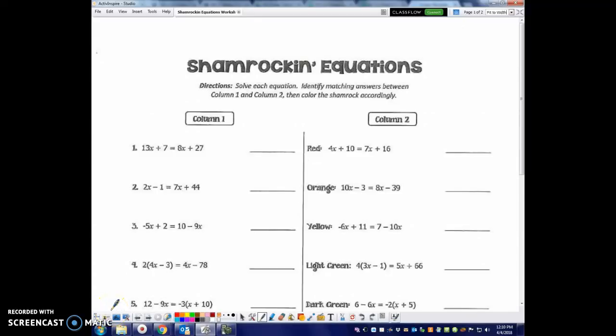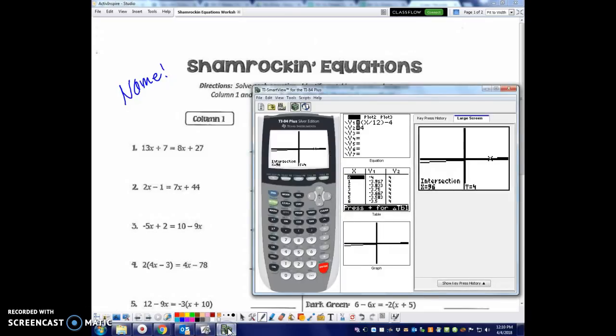All right, so we're going to be solving equations again. This is a little activity for you. First things first, put your name. Okay, put your name right now. I'm going to solve a couple of these with you, and then you're going to do the rest on your own. So again, I'm going to be using the calculator.